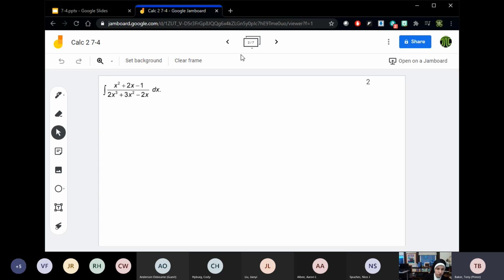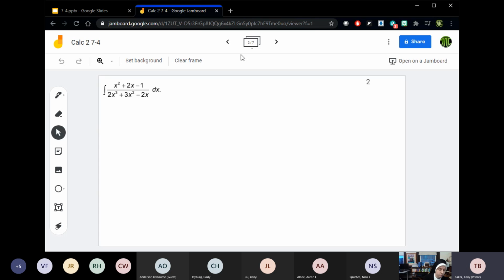So let's look at this one. The first thing I'm going to do for this problem is look and see if I can actually do long division first. In this case, the numerator is one less than the denominator, so I cannot do long division.